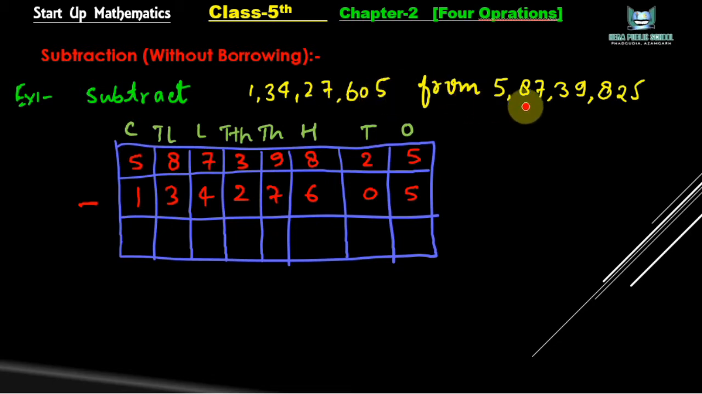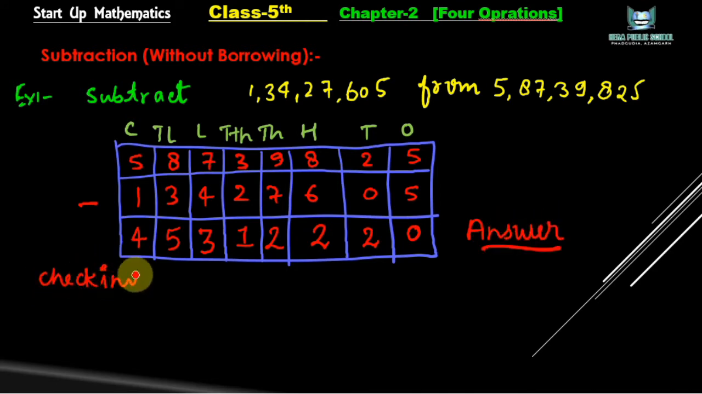5 minus 5 is equal to 0. 2 minus 0 is equal to 2, because minus 0 means we are subtracting nothing. 8 minus 6 is equal to 2. 9 minus 7 is equal to 2. 3 minus 2 is equal to 1. 7 minus 4 is equal to 3. 8 minus 3 is equal to 5. 5 minus 1 is equal to 4. So this is the answer.